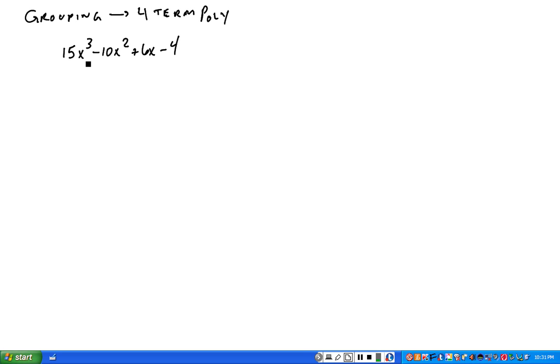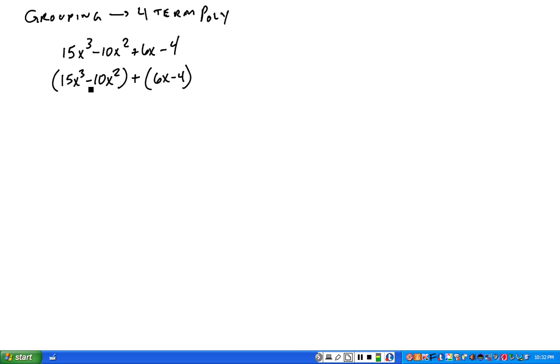So what we want to use now is a method called factor by grouping. With grouping, because it's 4 terms, we just want to group the first 2 terms of the polynomial, write a little plus sign in the middle, and then group the last 2 terms. Now that we have them grouped, we can look to factor each grouping.